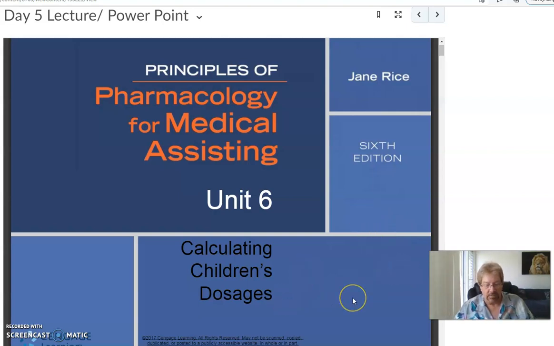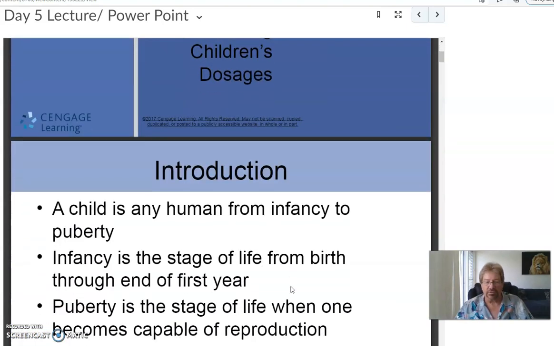Okay, this is our PowerPoint lectures for week 3, starting with Unit 6, Chapter 6, Calculating Children's Dosages. All right, guys, let's see what it says.